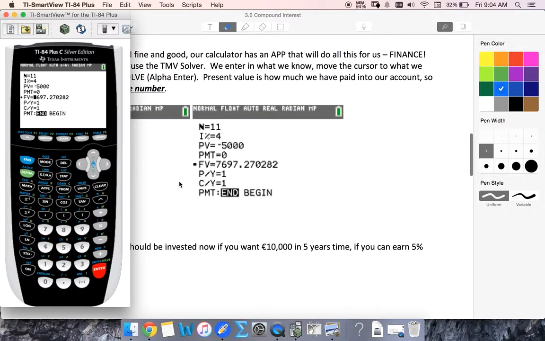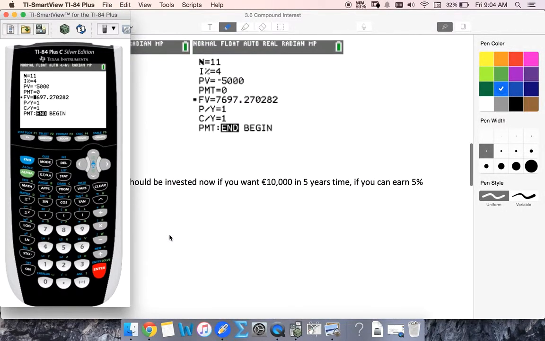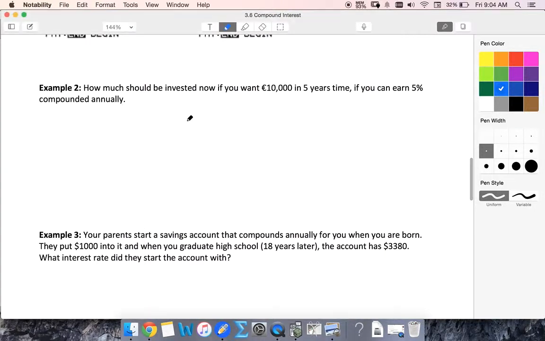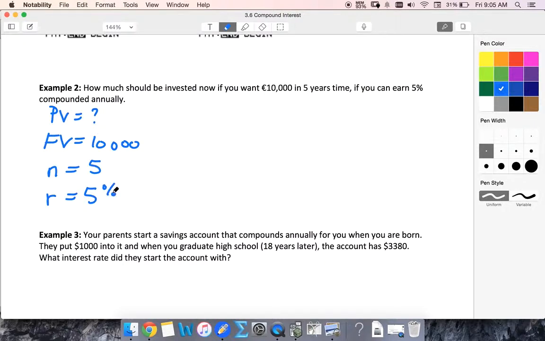So let's look at example 2 and how we can use this Finance app for it. So how much should be invested now? That means that I don't know my present value. I want $10,000, so that's my future value. 10,000 euros, sorry. In 5 years' time, compounded annually. So my N is 5 years, and I'm compounding annually, so only one time a year. My interest rate is 5%.